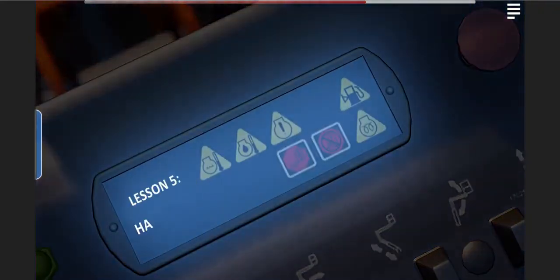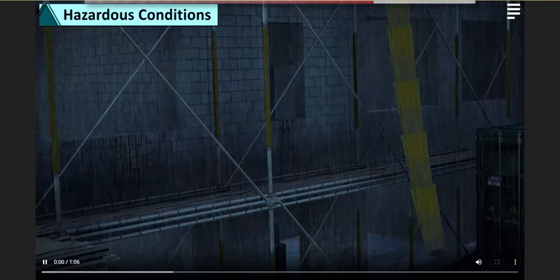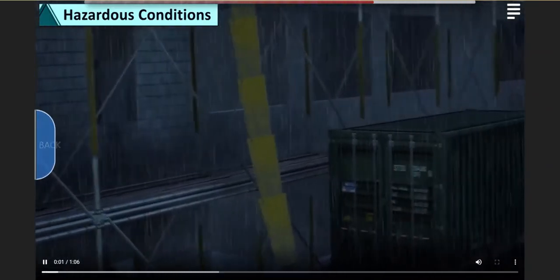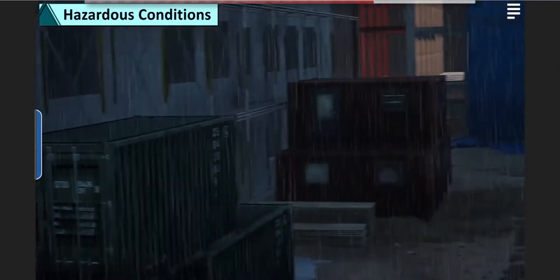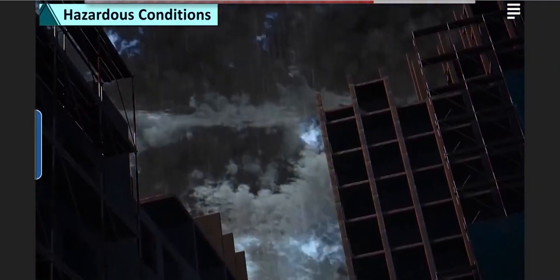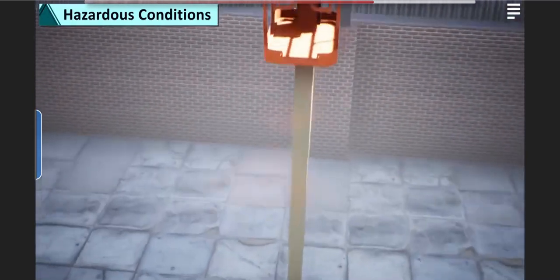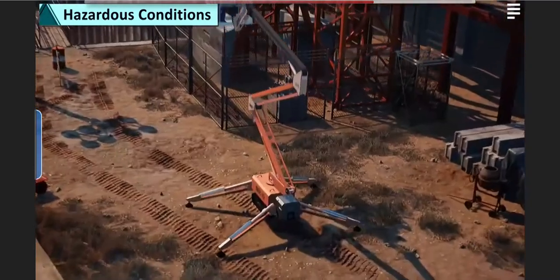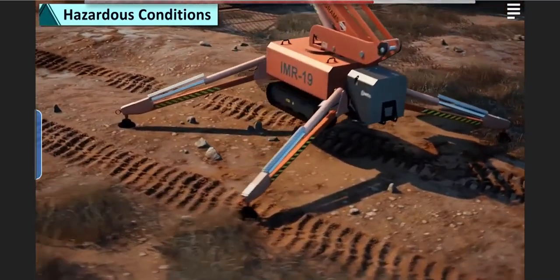Lesson 5. Hazardous conditions. Weather conditions such as wind, ice, rain, and fog can impact MEWP operations. Never operate MEWPs outdoors during thunderstorms or lightning. Some MEWPs become unstable in even light winds. Others may be designed to handle moderate winds, but high winds are always dangerous.